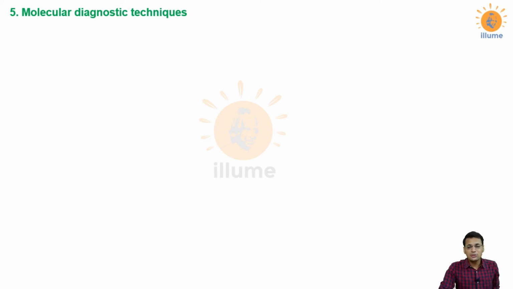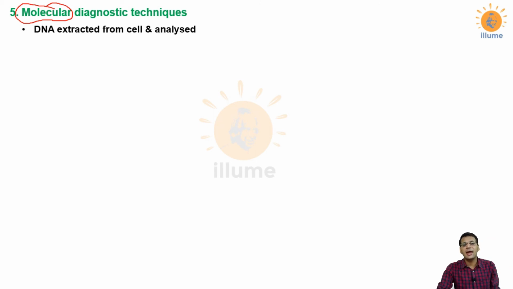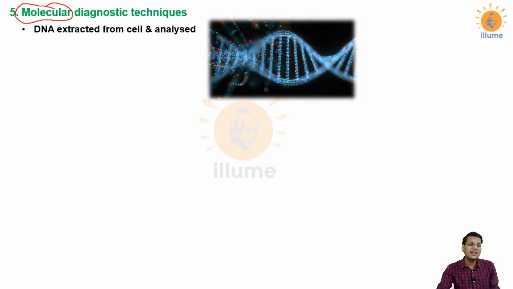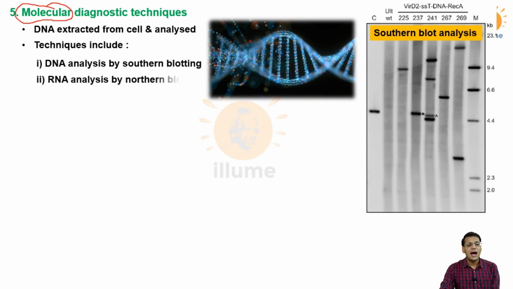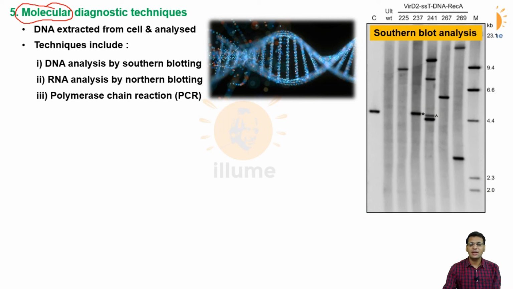Now in molecular diagnostic techniques, we focus on the genetic molecule, that is DNA and RNA. So we extract the DNA from a cell and analyze it. And what do we analyze in DNA? Genes. We have very well discussed certain genes that have a role in cancer development. So we analyze those genes. Now which techniques are used in molecular diagnosis? The techniques used are DNA analysis by Southern blotting, RNA analysis by Northern blotting, and polymerase chain reactions. We discussed them in our previous videos.